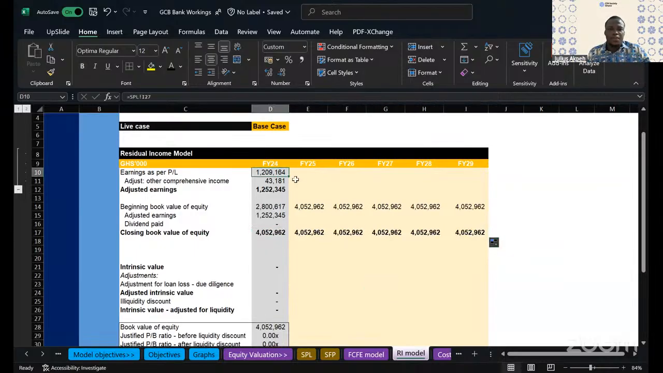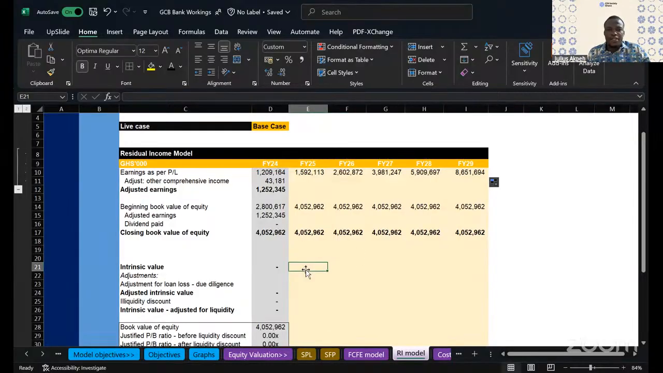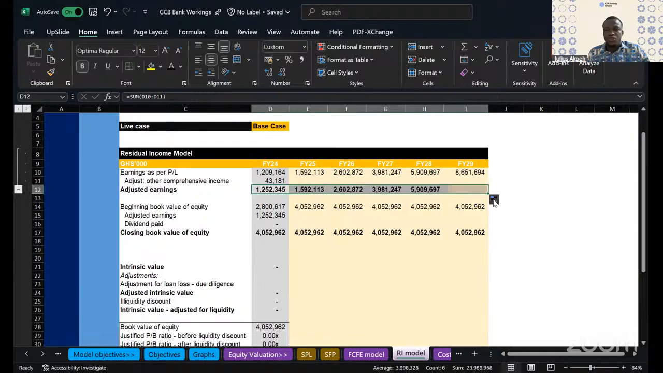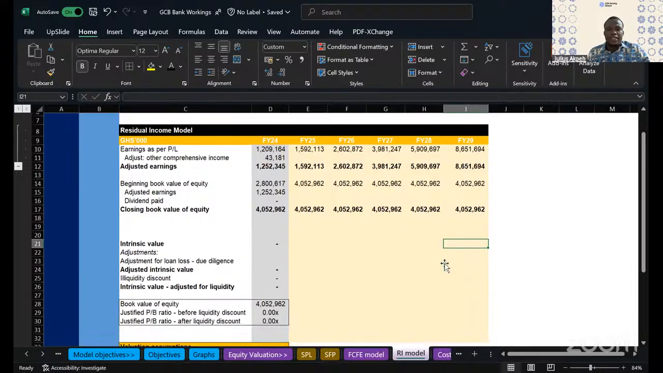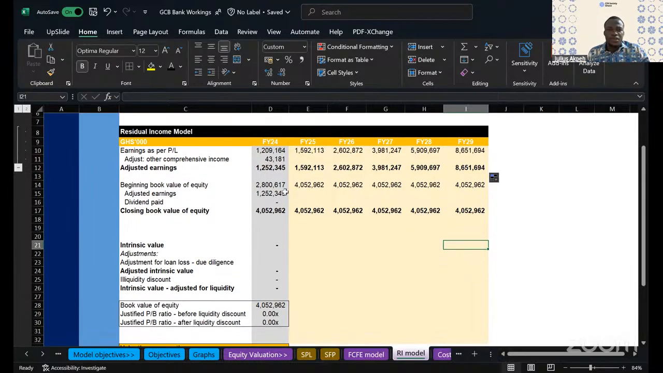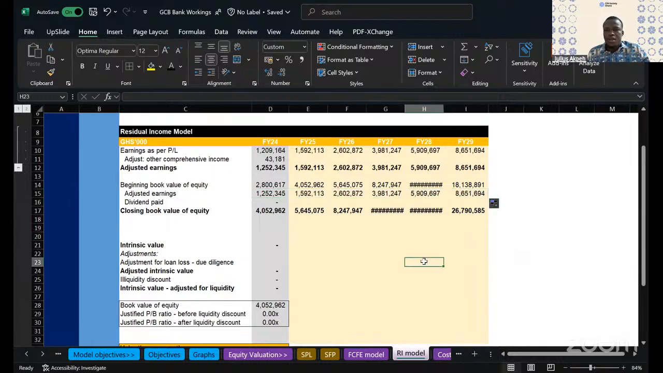Then earnings as per P&L, when we drag it, it gives us all our forecast earnings, right? Then other comprehensive income adjustment, there is none. We don't actually forecast other comprehensive incomes. We don't try to do the forecasting of other comprehensive income items. So this is what we have. Then adjusted earnings, we have this. And so you see actually that the forecast aligns with what we have.